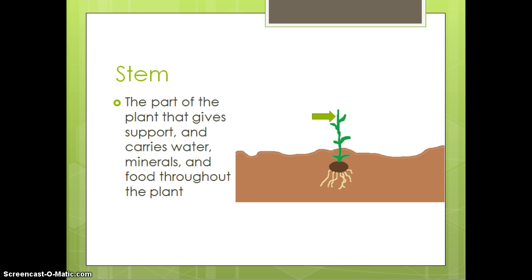The stem is the part of the plant that gives support and carries water and minerals and food throughout the plant. The stem is pointed at in the picture, and it is just the tall piece of the plant. We felt that this term was important because not all students may understand what the stem does for the plant.